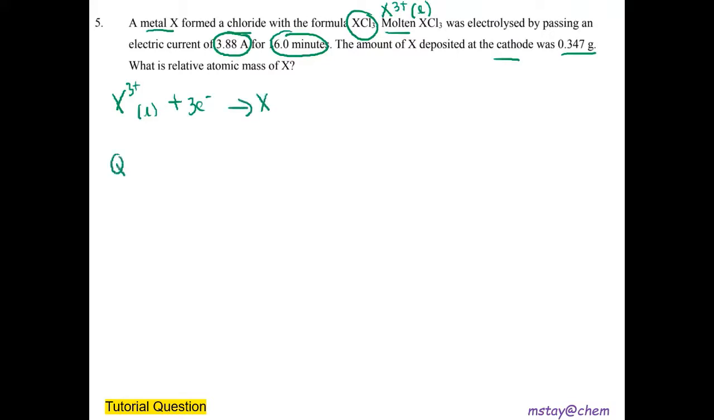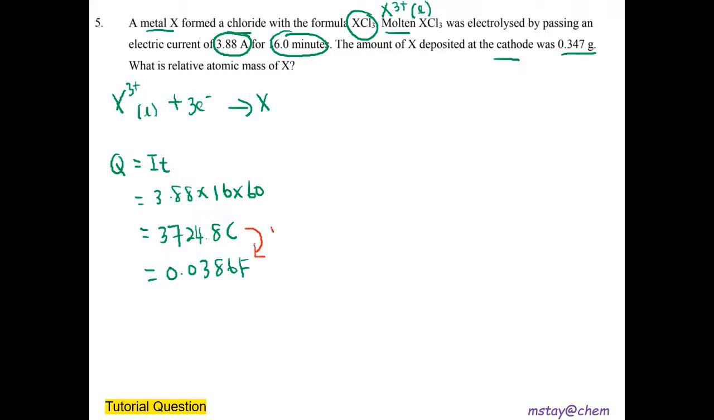Then next we calculate Q equals IT, 3.8 multiplied by 16 minutes multiplied by 60, which is equal to 3724.8 coulomb. So this amount of coulomb is basically equal to 0.0386 Faraday. Again, from coulomb to Faraday, we divide by 96500. Then next from here, again, we are going to do the comparison.